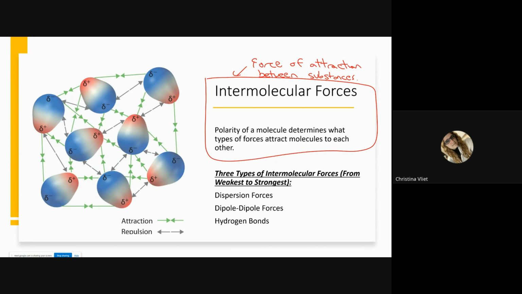You should write down that, for molecules, there are 3 types of intermolecular forces you're going to be responsible for knowing. They are listed here from weakest to strongest. So you can write them down in this order, where dispersion is the weakest, and hydrogen bonds are the strongest.